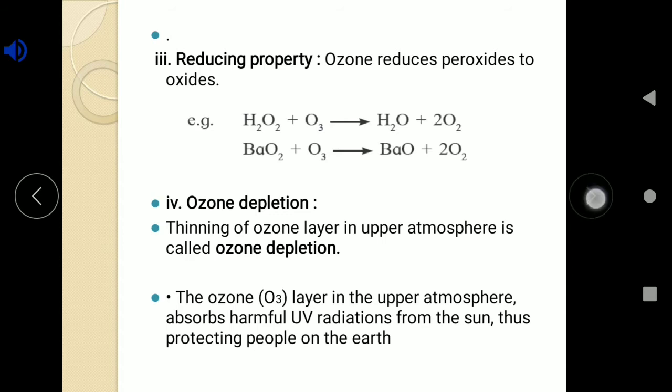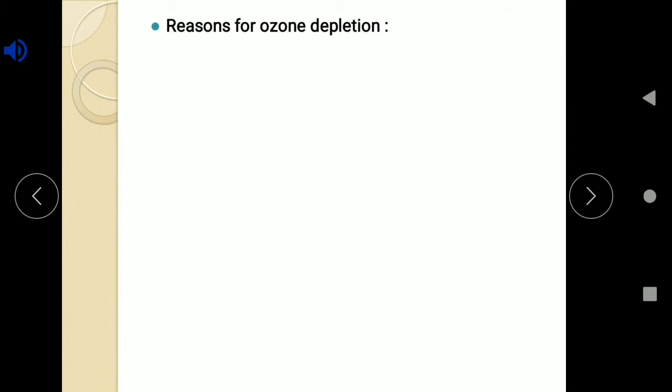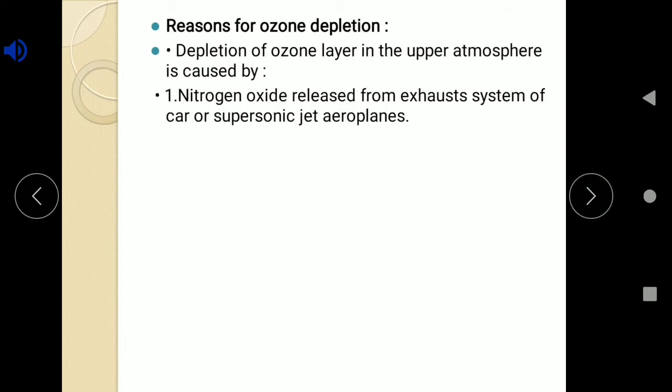But as the layer gets destroyed, what will happen? First we will see the reasons for ozone depletion, and then the effects of ozone depletion. Now, reasons for ozone depletion. Depletion of the ozone layer in the upper atmosphere is caused, number one, by nitrogen oxide released from the exhaust system of cars and supersonic jet aeroplanes.